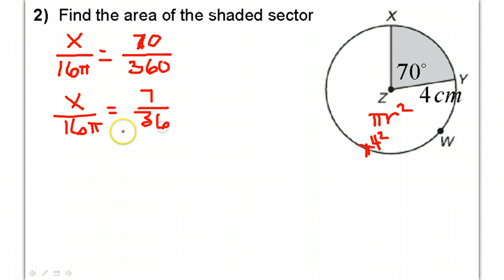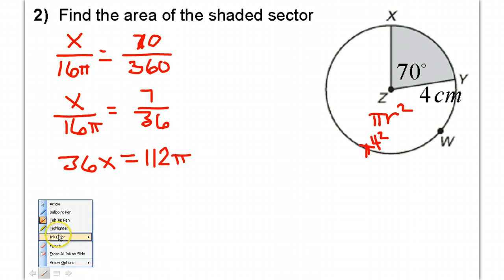Alright, and then I cross multiply. So x times 36, so I have 36x. What's 7 times 16? 112, so that's 112 pi. Then I'm going to divide both sides by 36.